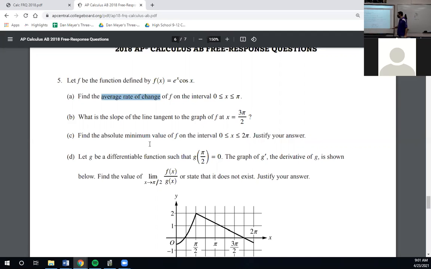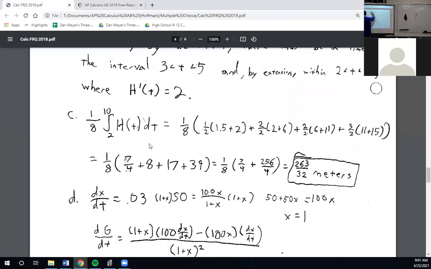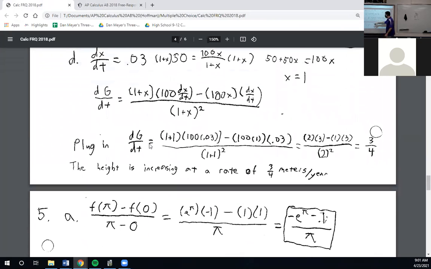So don't try and work with the integral here. We actually didn't learn how to take the antiderivative of this. That's a Calc BC topic. So you will not need to take the integral of this. It's just using derivatives. So average rate of change is f of b minus f of a over b minus a. So f of pi minus f of 0 over pi minus 0. So plug that in, get out your answer.